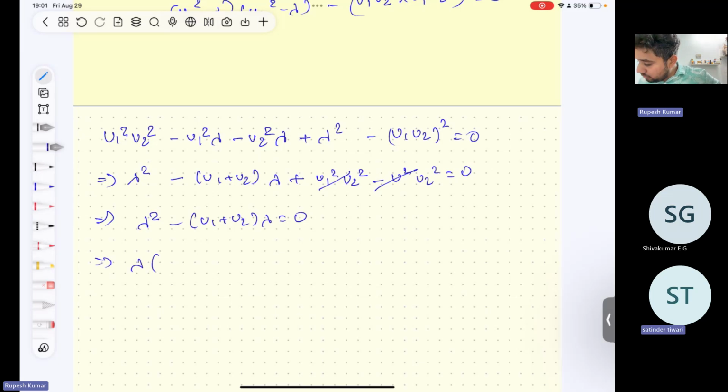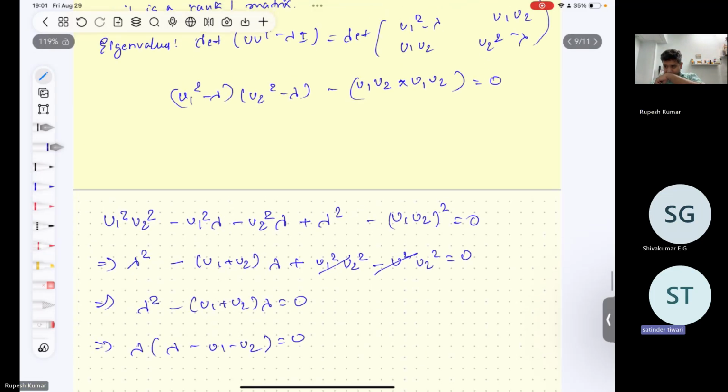This gives us lambda into... Am I missing something? Yeah, it will be u1 squared plus u2 squared, not u1 plus u2. It will be u1 squared plus u2 squared times lambda.